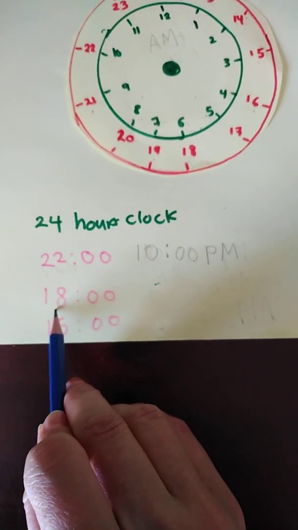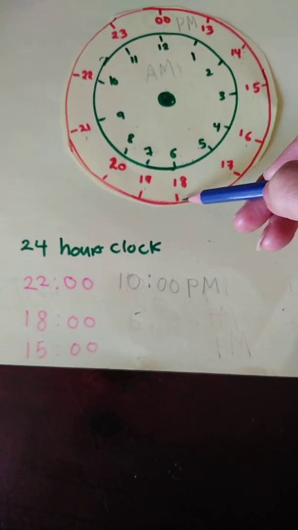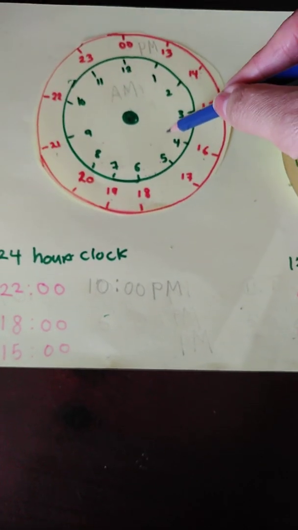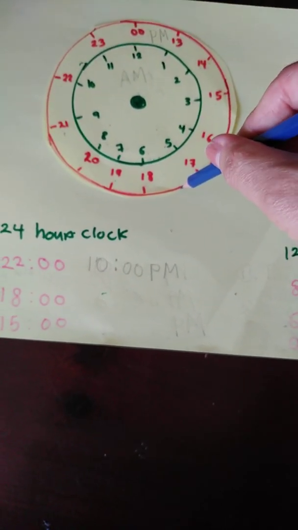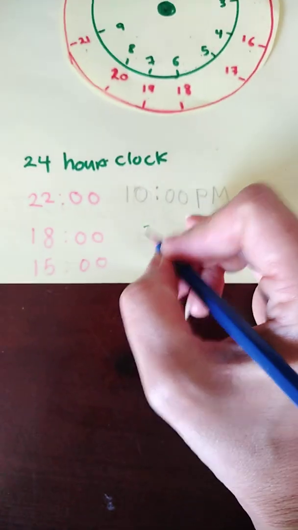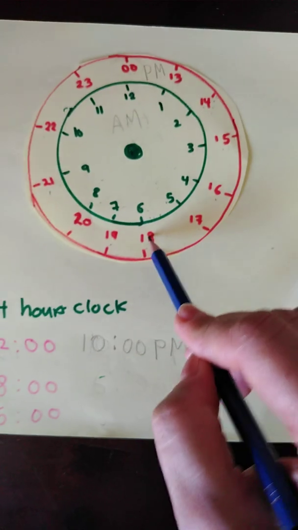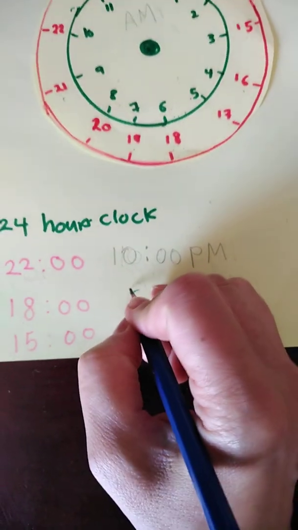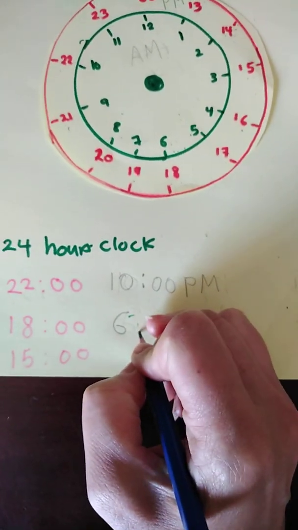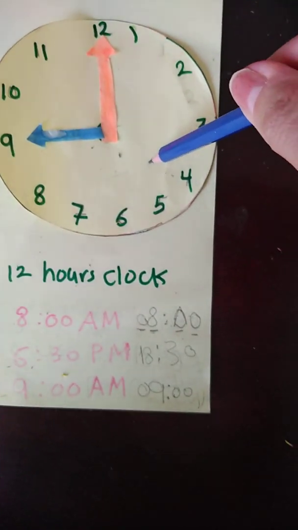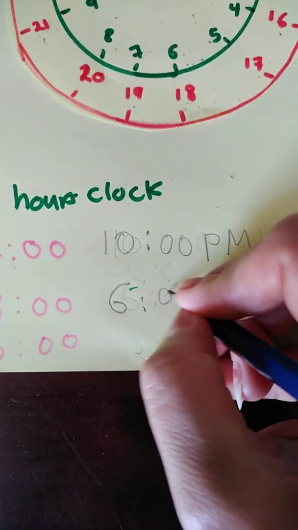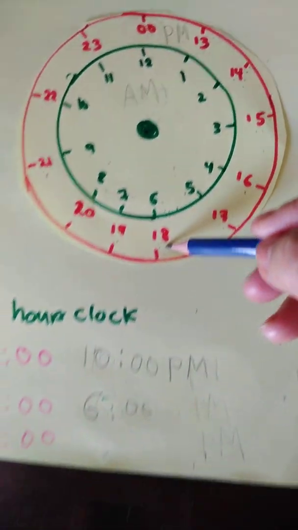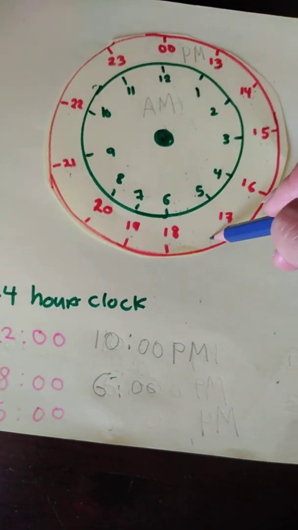The time is 18. Where is 18? This is 18. Is it in the first 12 hours or the second 12 hours? If it's in the first, it's going to be AM. If it's in the second, it's going to be PM. It's in the second, so it's PM. So 18. What is the opposite number to 18? 6. It's going to be 6. Do we have to use 2 digits, 06? No. Using this clock, we don't have to use 2 digits when we write a single number. 6, then 0, 0. Is it AM or PM? It's 18. It's the next 12 hours. So it's PM.